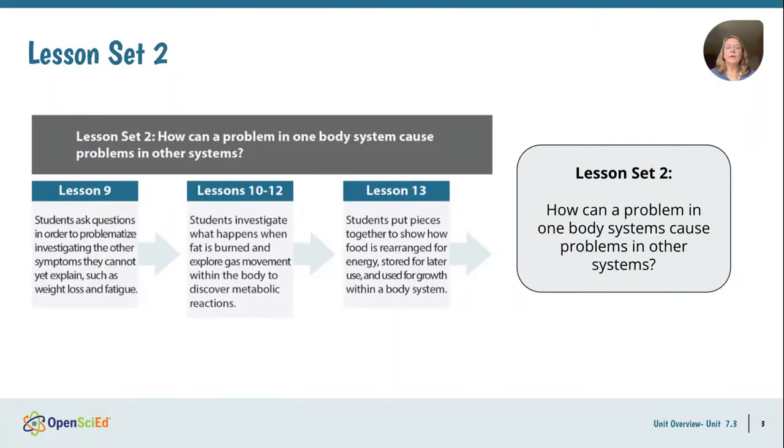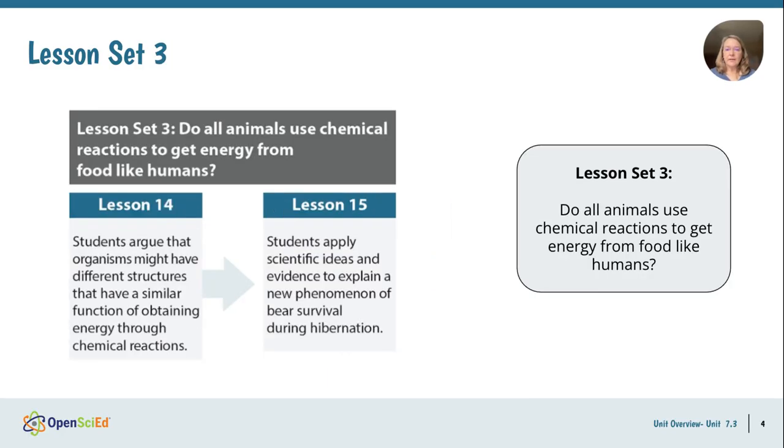In Lesson Set 2, now that we have figured out in Lesson Set 1 how a healthy digestive system breaks down food into smaller molecules which are absorbed through our small intestine, and how this works differently in McKenna, we want to know more now about how problems in one body system can affect other body systems. And finally, in Lesson Set 3, now that we know how a human body uses chemical reactions to get energy from the food we eat, we wonder if this happens in other animals. Do their bodies use chemical reactions to get energy from the food they eat? Then we apply what we have figured out to explain why bears survive the winter when they don't eat.